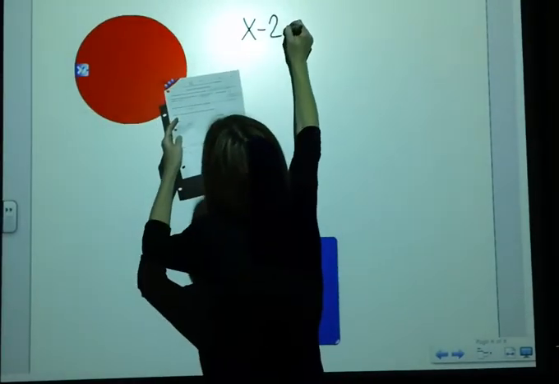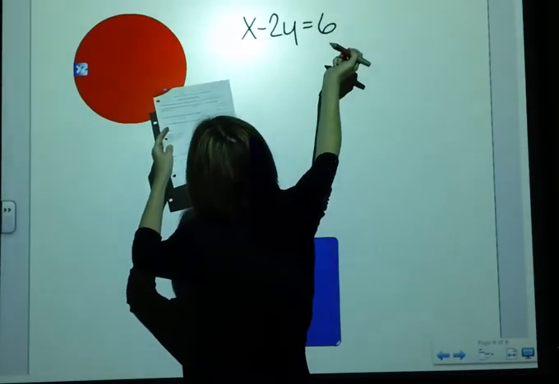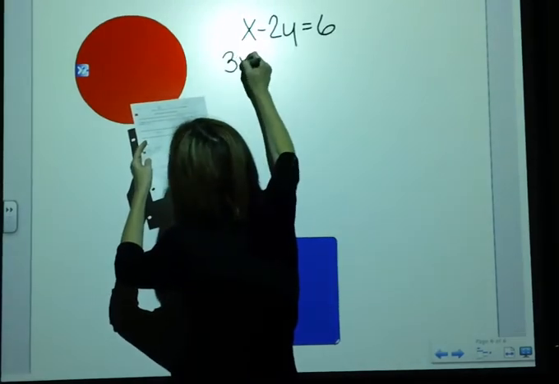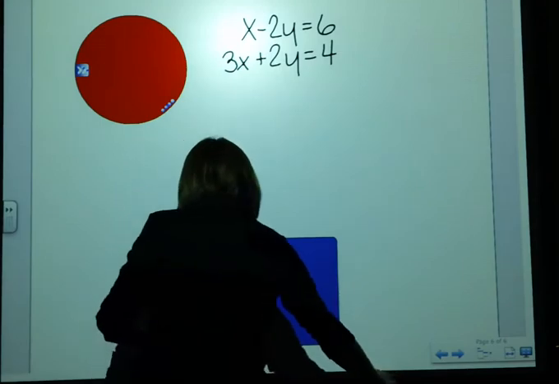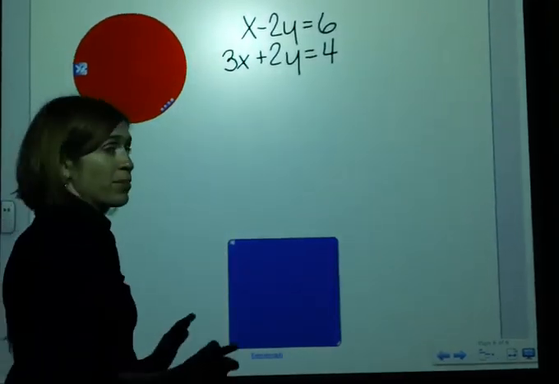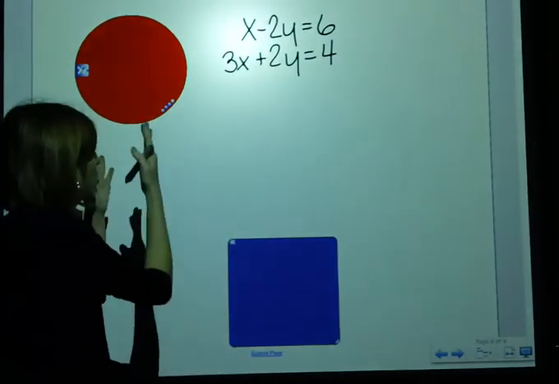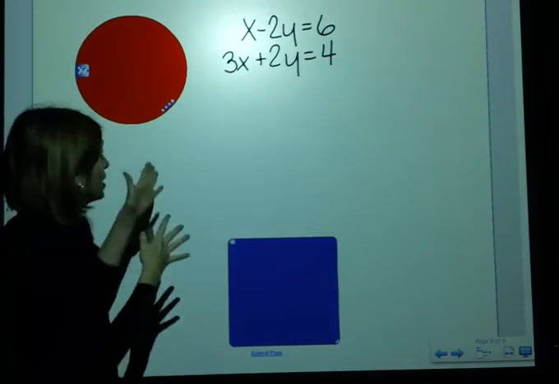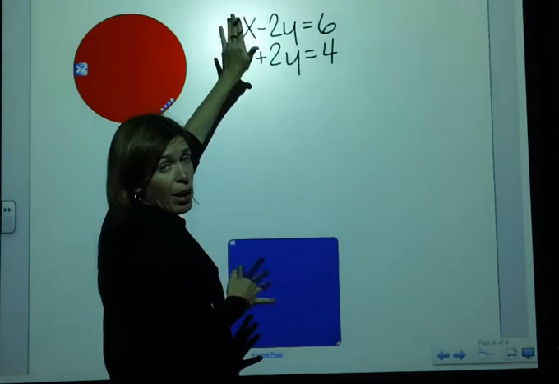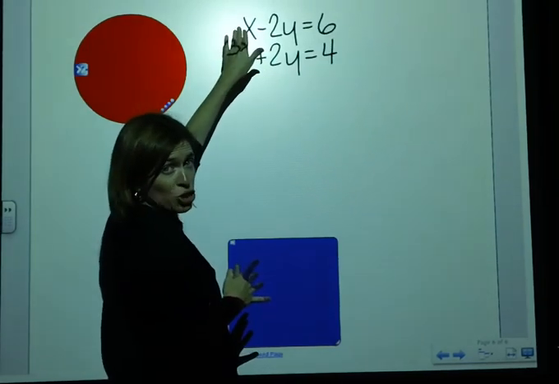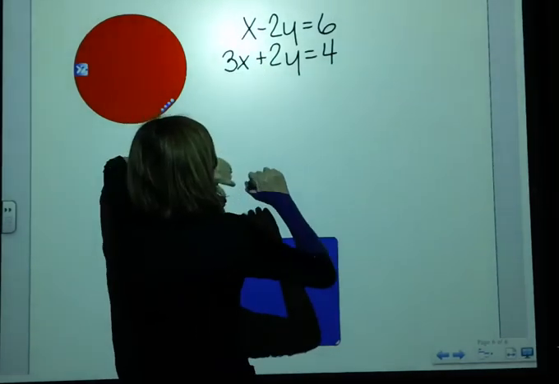X minus 2y equals 6, and 3x plus 2y equals 4. Okay, so before I start the problem, I look at it and say, okay, if I'm going to use substitution, is there a coefficient of 1 somewhere? And there is in the first equation, so I'm going to solve for x. I'm going to isolate x, so I'm going to solve for x in terms of y. That means y will be in the answer.